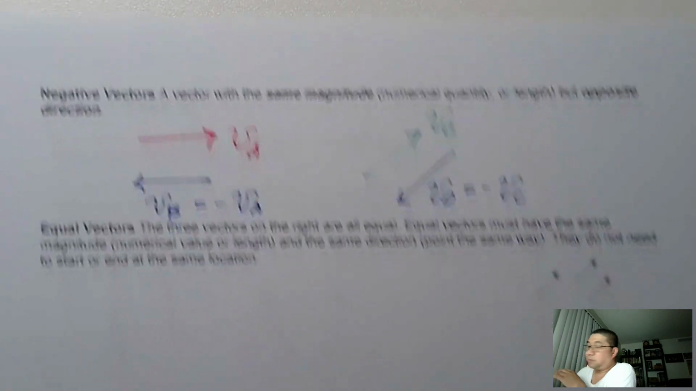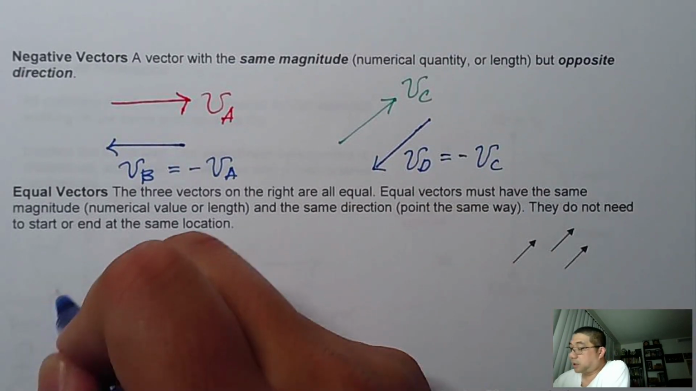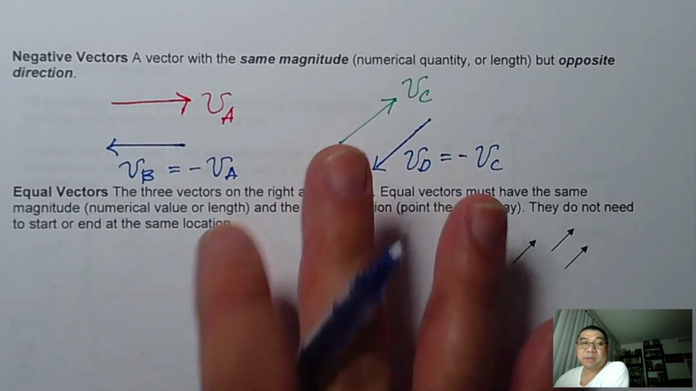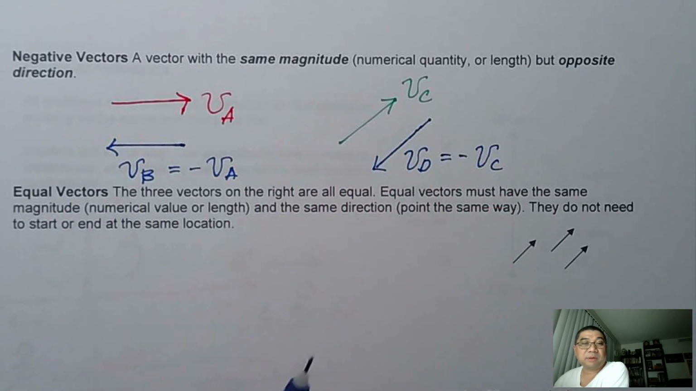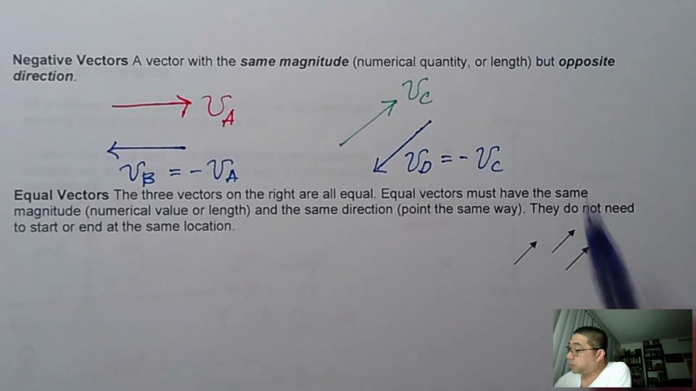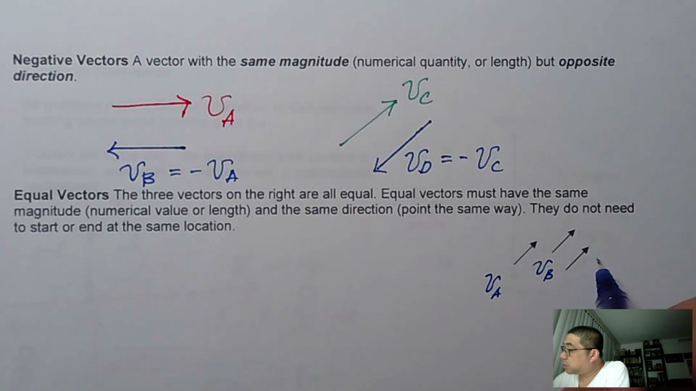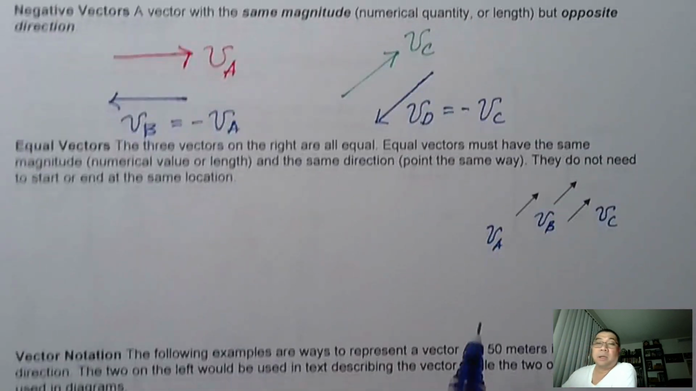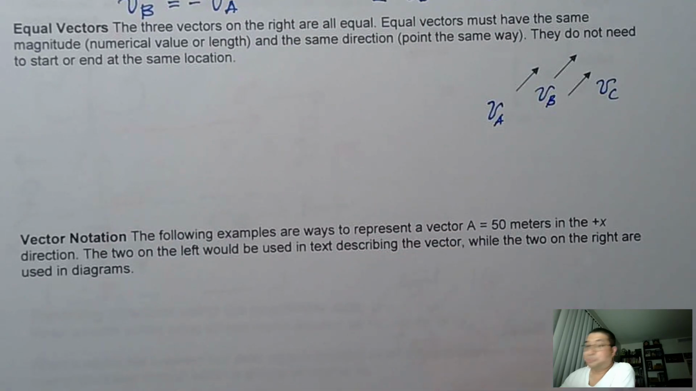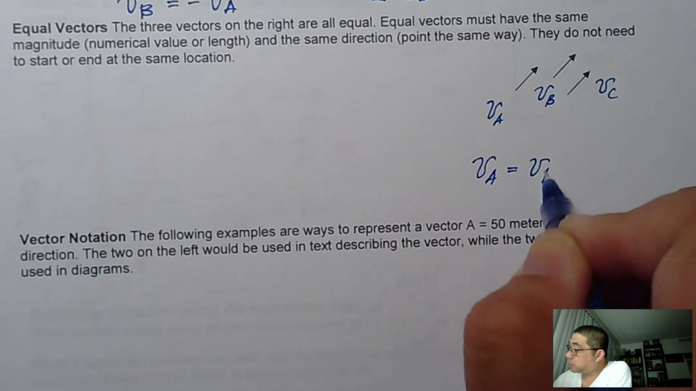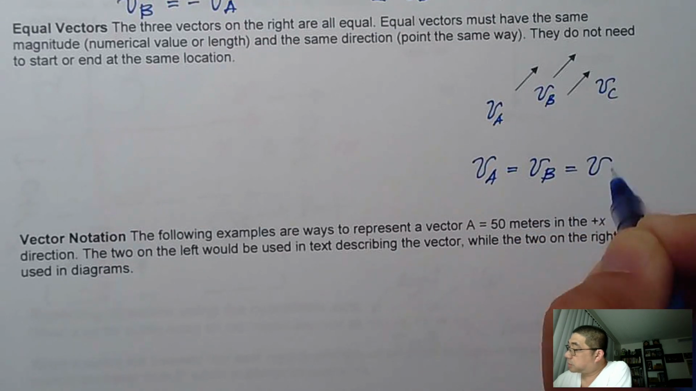Equal vectors, self-explanatory. The length and direction should be the same. So equal vectors have the same length and the same direction, so they're pointing the same way. So for example, three vectors: let's have vector A, vector B, and vector C. So what do you know about the different vectors? We can say that vector A is identical to vector B and identical to vector C.